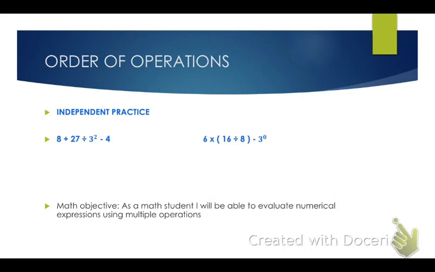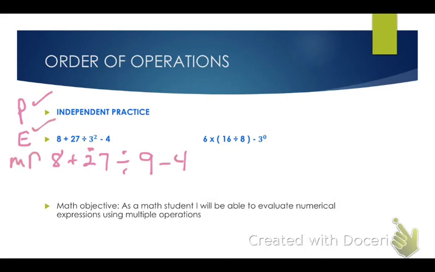Hopefully you got the right answers. So let's do it. Remember, we're following PEMDAS. All right, so here we go. What's the very first thing? Do we have parentheses? No parentheses. All right, check that off. How about exponents? Yes, we do. Right here it is. So we got 8 plus 27 divided by 3 squared, which is 9 minus 4. All right, got that done.